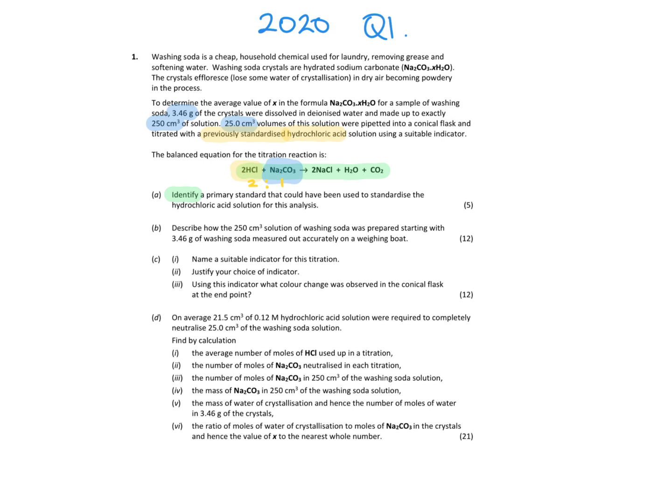Now, this question is worth 5 marks and it is an identify, so you just need to write down what the primary standard is, and that's it. There's no need for any explanation here.